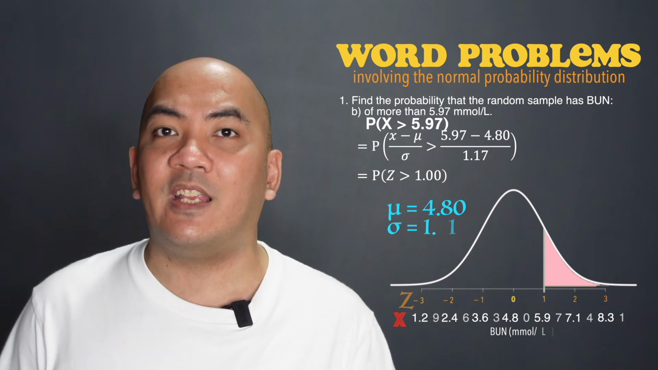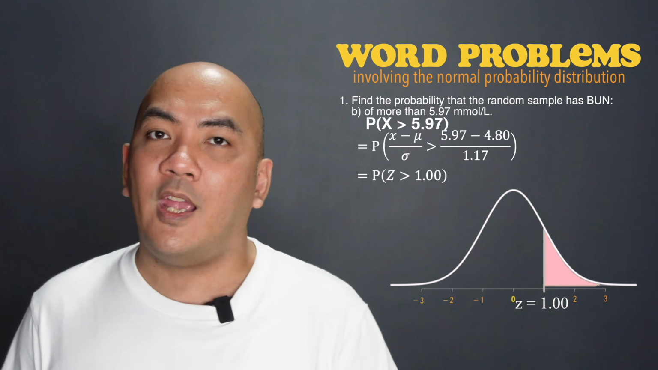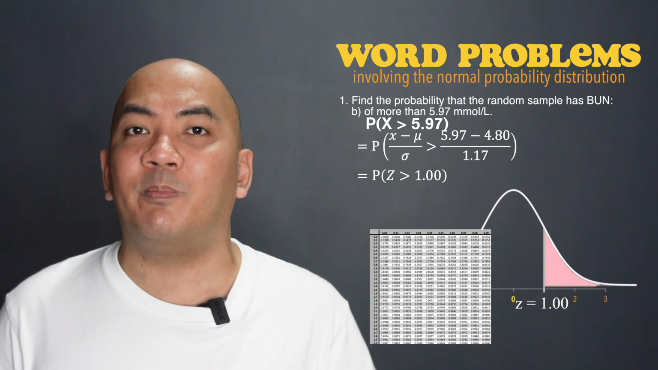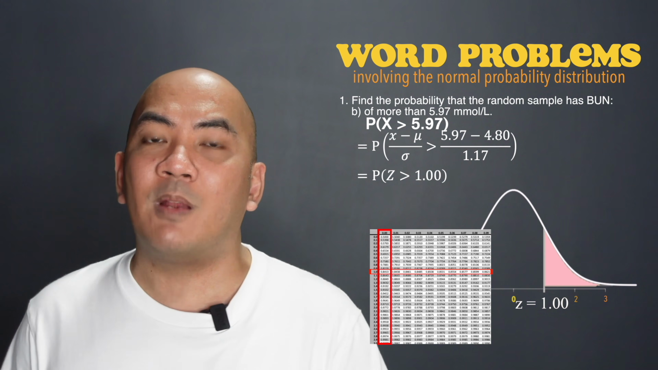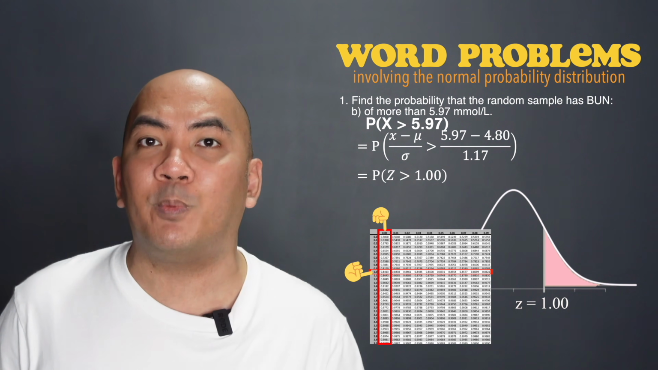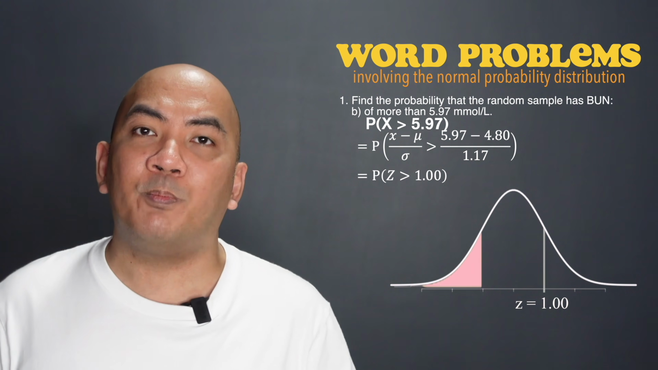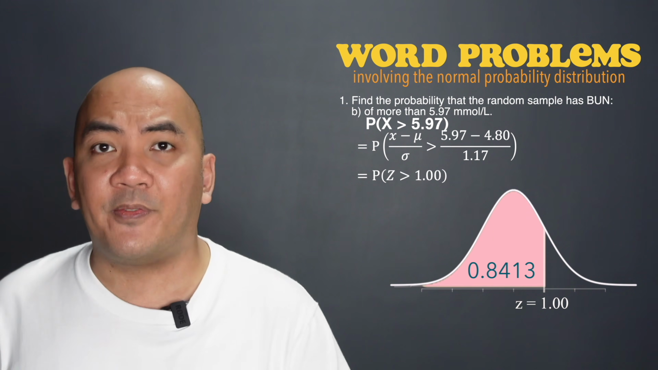Now, to find the probability that a random sample BUN is greater than 5.97, similarly, we have to standardize 5.97 first, and that gives us a value of z, which is 1.00. And by taking a look at the NormDist point PDF table, z equals 1.00 gives us the cumulative probability, which is 0.8413, which is the area of 1.00 to its left.